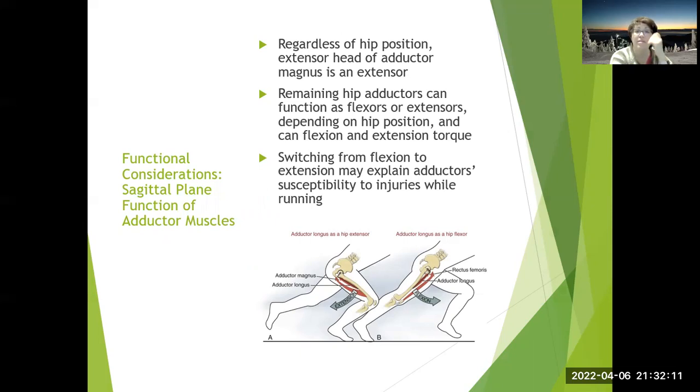So the adductor magnus always has an extensor head, but the other ones can become extensors if you move them into a line of pull for extension, because they're in that medial part, and by moving the hip, you can give them a different line of pull. So it's pretty interesting. We have these versatile muscles that we can use for what we need them for. Kind of neat, I think.